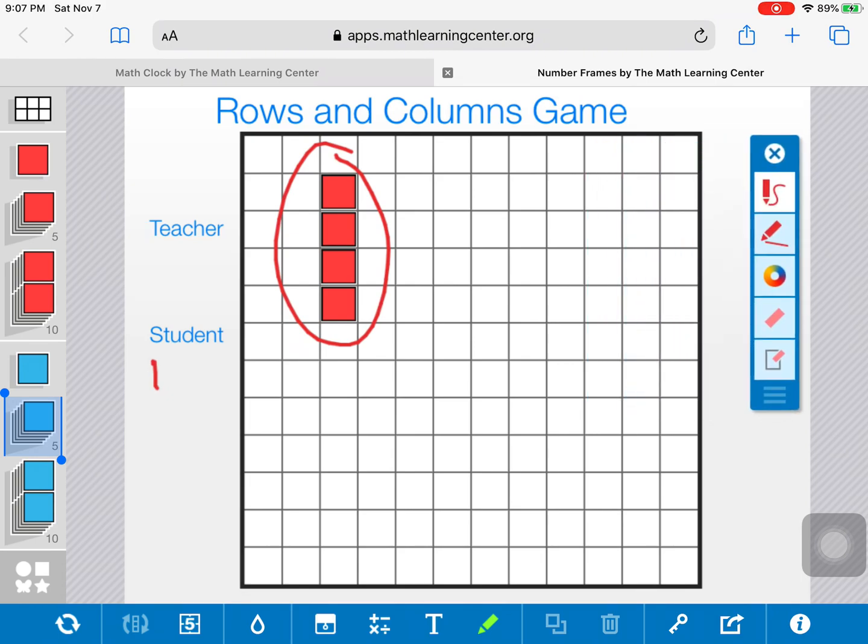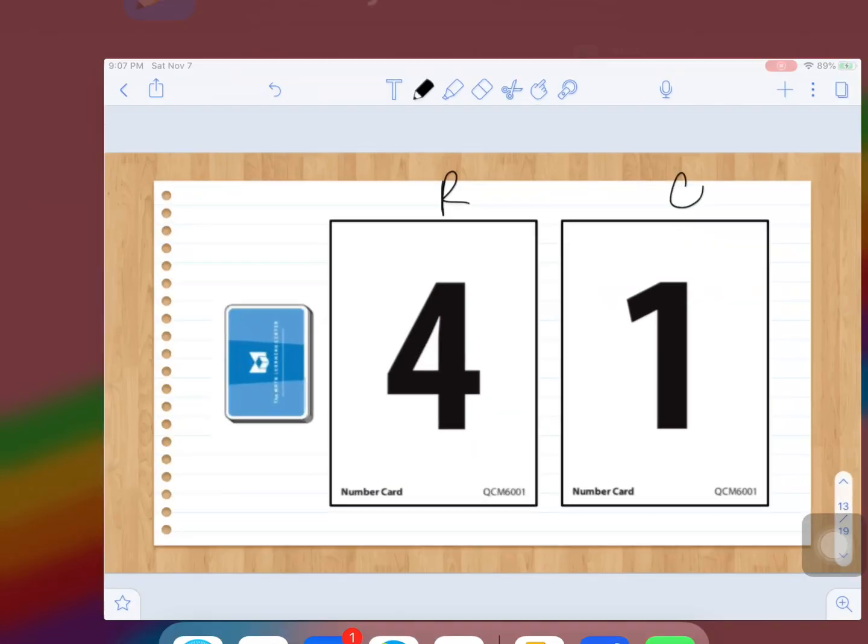So to demonstrate this, what equation could I write? I could say 1 plus 1 plus 1 plus 1 equals 4. I could also just say 4 plus 0, because I only have 1 column, equals 4. All right, so my total for this array is 4. Your turn.